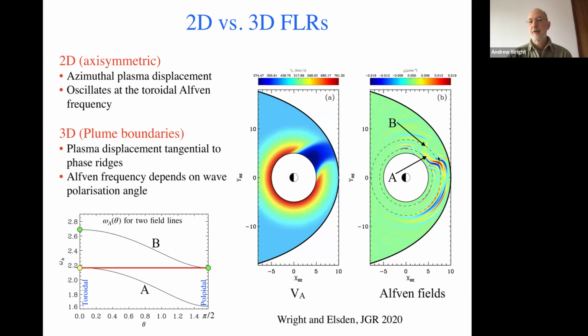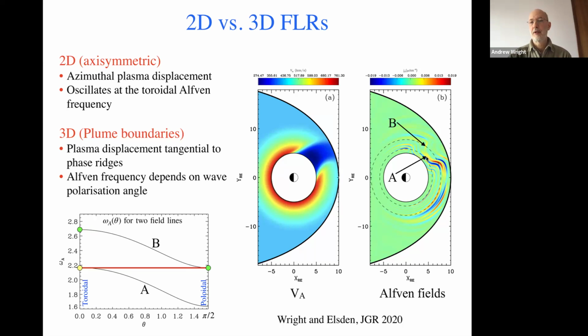So we can see when we cross the plume boundaries here and here, then things become very different. We don't have the Alfven wave sitting on a constant L shell. It actually crosses L shells. And here it actually turns out to be almost poloidal. So if we look at this field line here and ask what Alfven frequency it has, well, it actually depends on the polarization or the orientation of the plasma displacement.